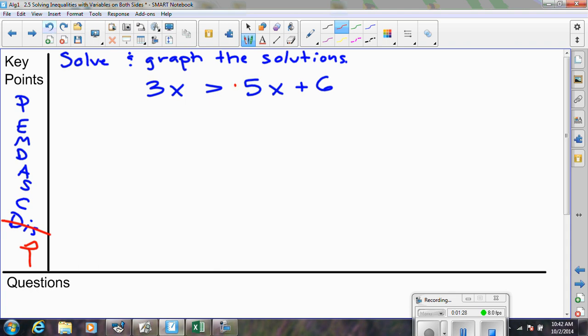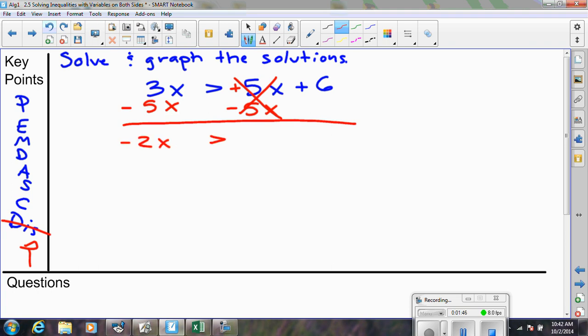Okay, since it's a positive 5, Sammy, you had it. One way we could solve the problem is subtracting 5x. We know that cancels on the right, so what do we get on the left? 3 minus 5 gives us negative 2x, absolutely. And that's going to give us a positive 6. We do not flip the sign because you never flip the sign with adding and subtracting.